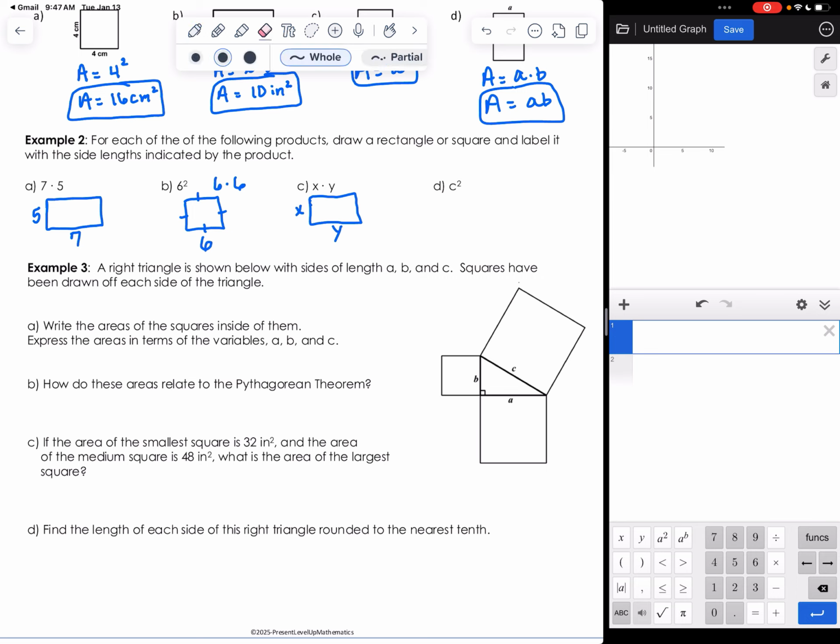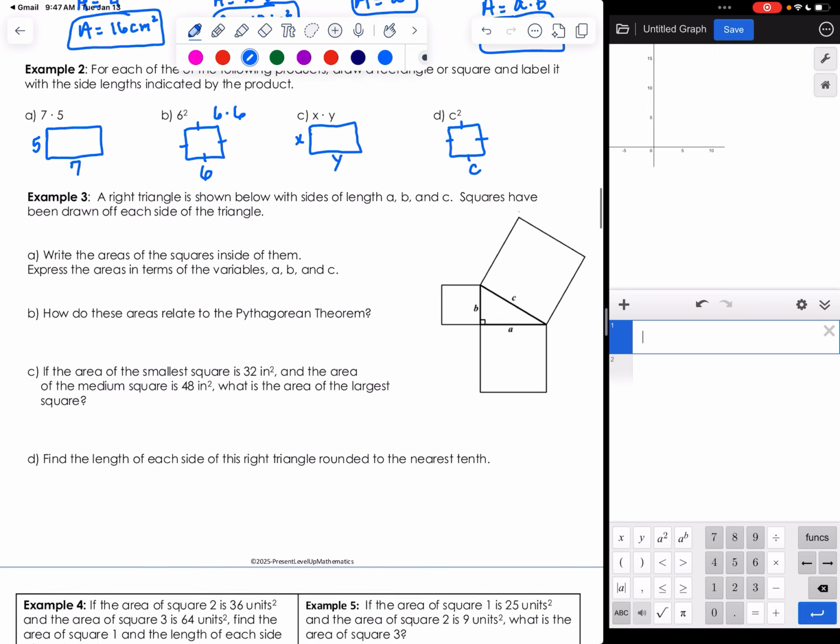All right, try problem D on your own. All right, let's see how you did. Hopefully you drew a square where all of the side lengths have a length of c.